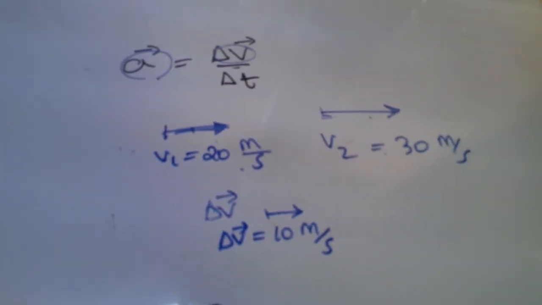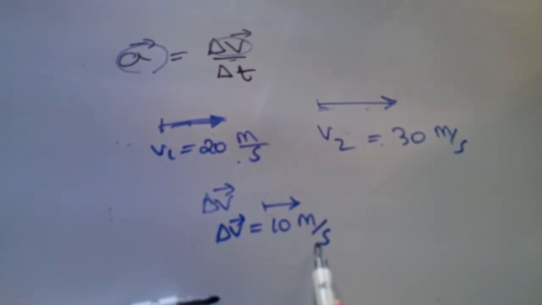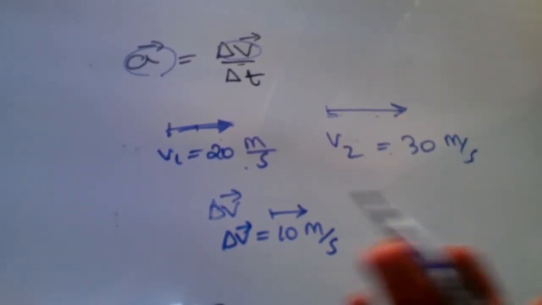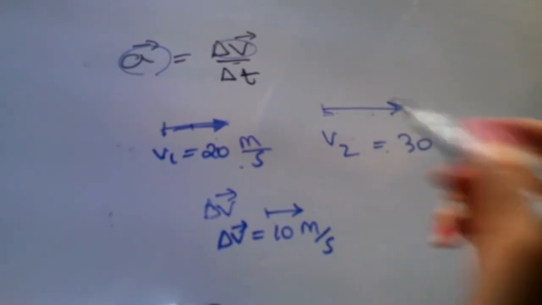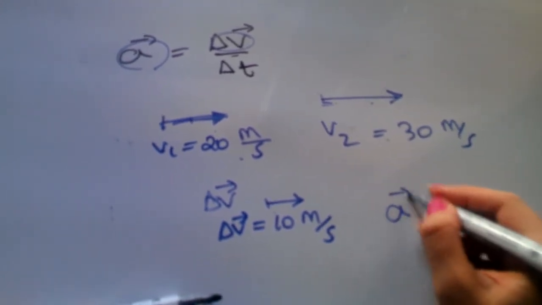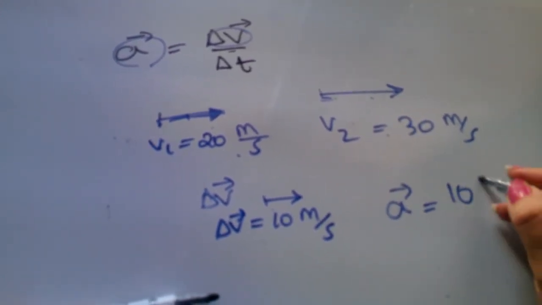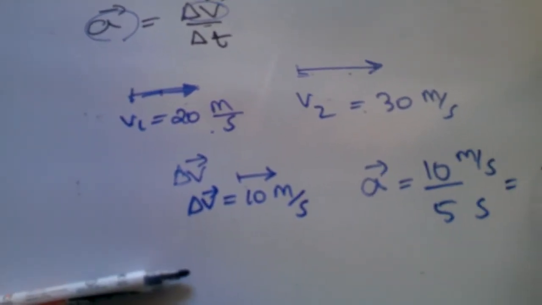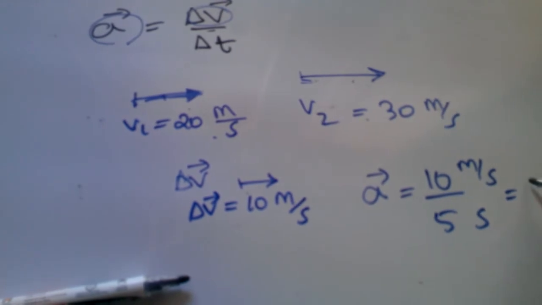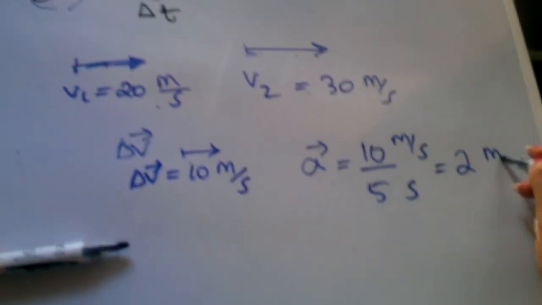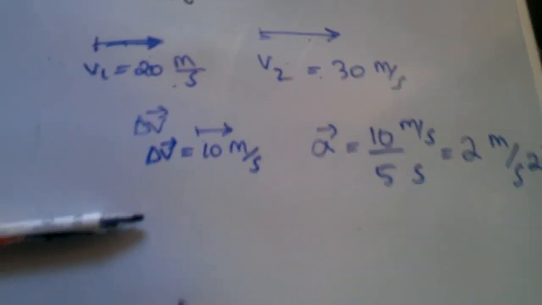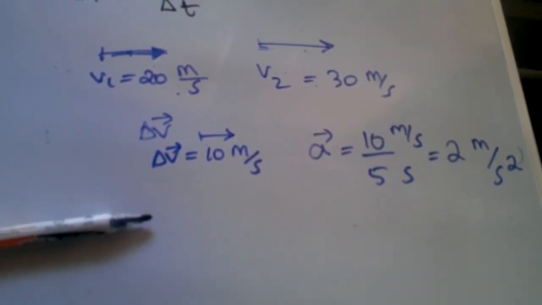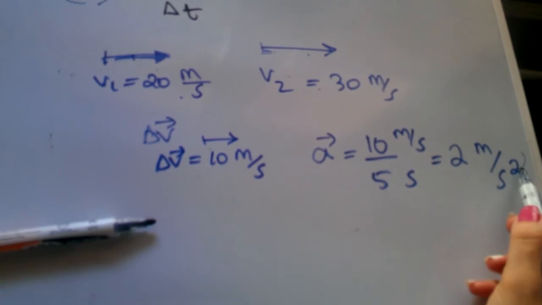So as you can see, I have this 10 meters per second, and I can have this change in, let's say, 5 seconds, right? So then my acceleration would be the change, the 10 meters per second, over the 5 seconds, which gives me 10 over 5, gives me 2 meters per second squared, which is my acceleration. So 2 meters per second squared.